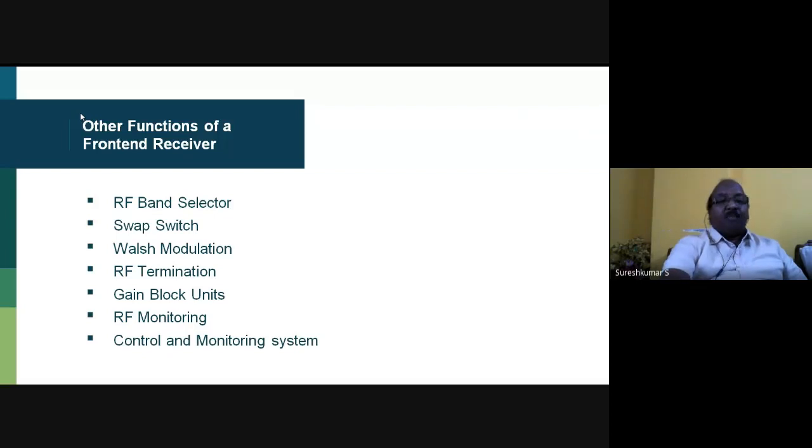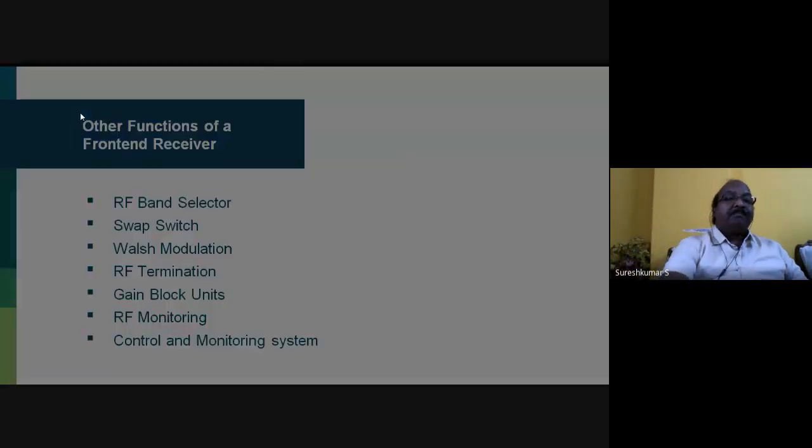Then RF monitoring systems, then control and monitoring. You can operate the band selectors, swap switch, modulation, termination, all those remote control options at the prime focus and for antennas located at remote locations, all done through this control and monitoring system, which is a module fit into the front end system of any telescope.